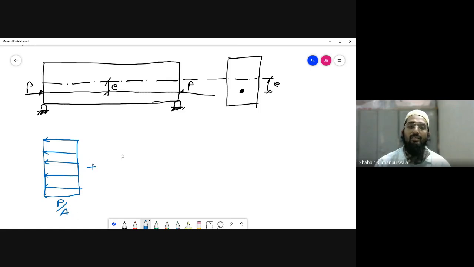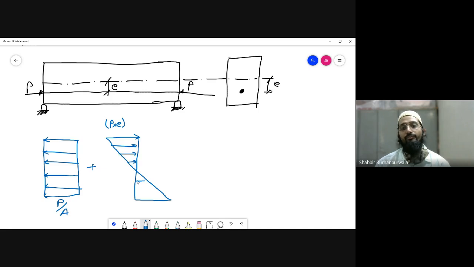Okay, plus there is going to be a moment which is produced by this particular load P at an eccentricity, which is going to be P into eccentricity. This is the moment which is produced, and this is going to be tension at the top, opposite to the direction of this.